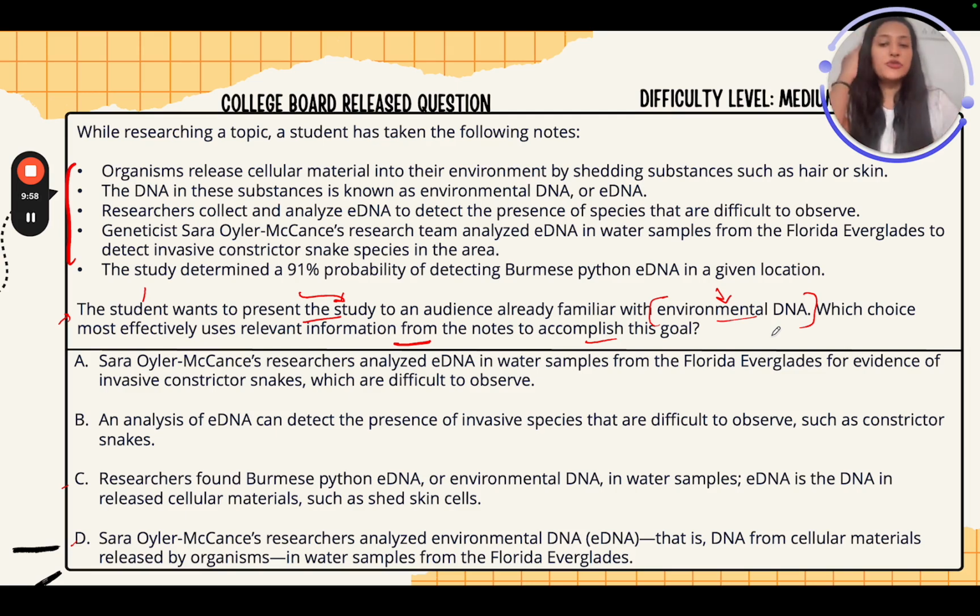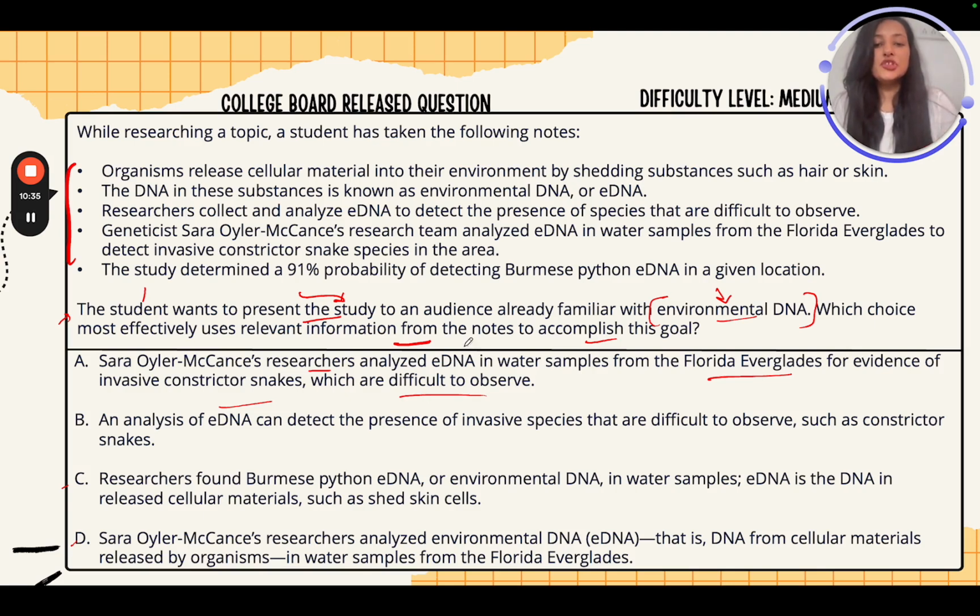Now let's go to our option A. Sarah's researchers analyzed eDNA in water samples from the Florida Everglades for evidence of invasive constrictor snakes, which are difficult to observe. Now this basically tells me what the researchers analyzed, right, eDNA in water samples. What did they find there from the Florida Everglades for evidence of invasive snakes? So basically, the basic information about the study is being given to me in choice A. It looks like the study is being presented to us over here, right?